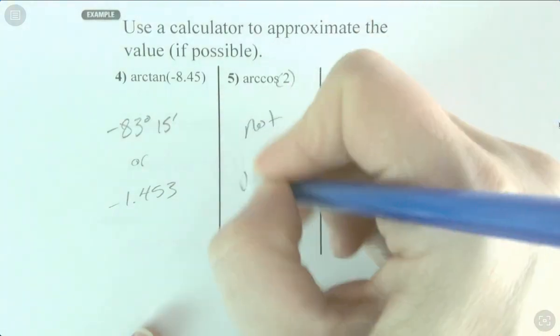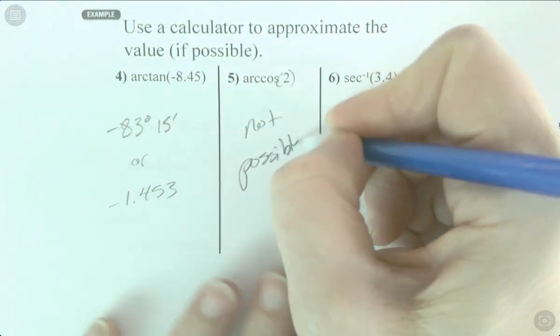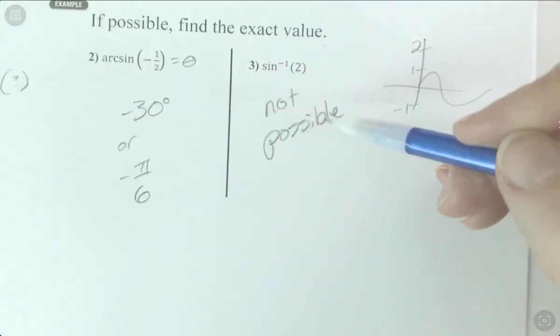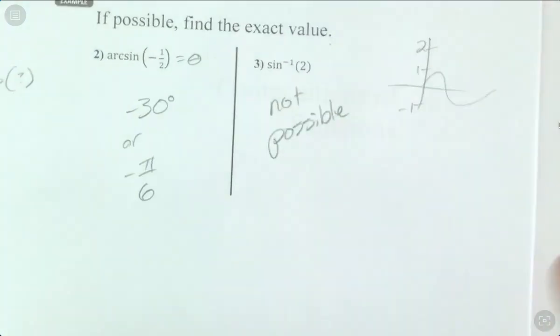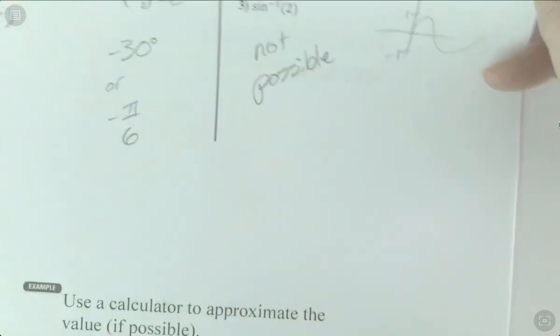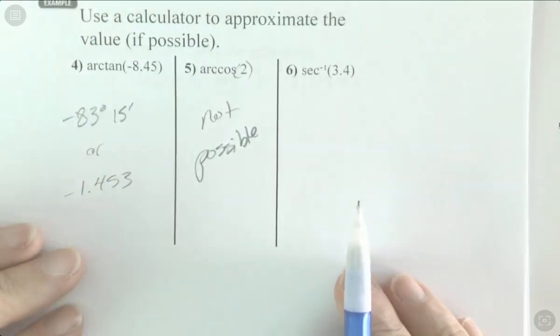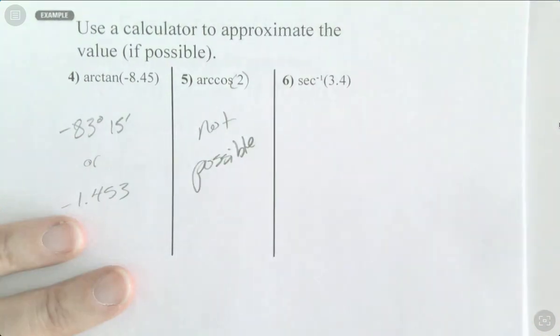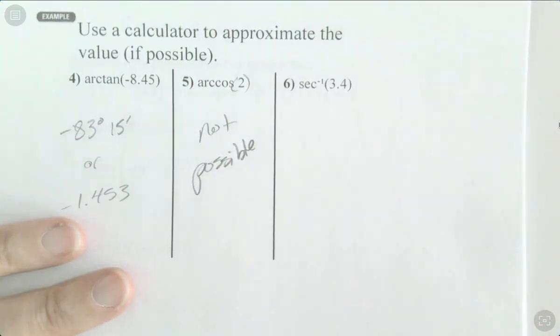What about number 5? Not possible, for the same reason that number 3 was not possible. The sine and the cosine, you cannot return an angle if the value is never bigger than 1. So if you try it, your calculator would give you an error. What about number 6? This one's tricky to try to figure out how to type it in.